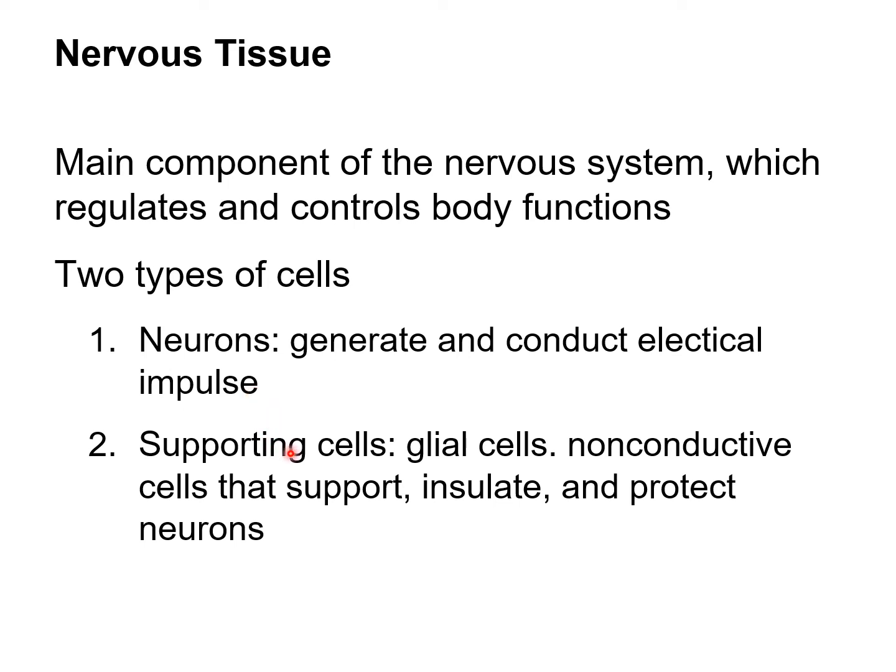And then we have cells that support the neurons. They're called glial cells, which means glue cells, sometimes called neuroglia. They do everything but conduct electrical impulses. They support, insulate, and protect the neurons.